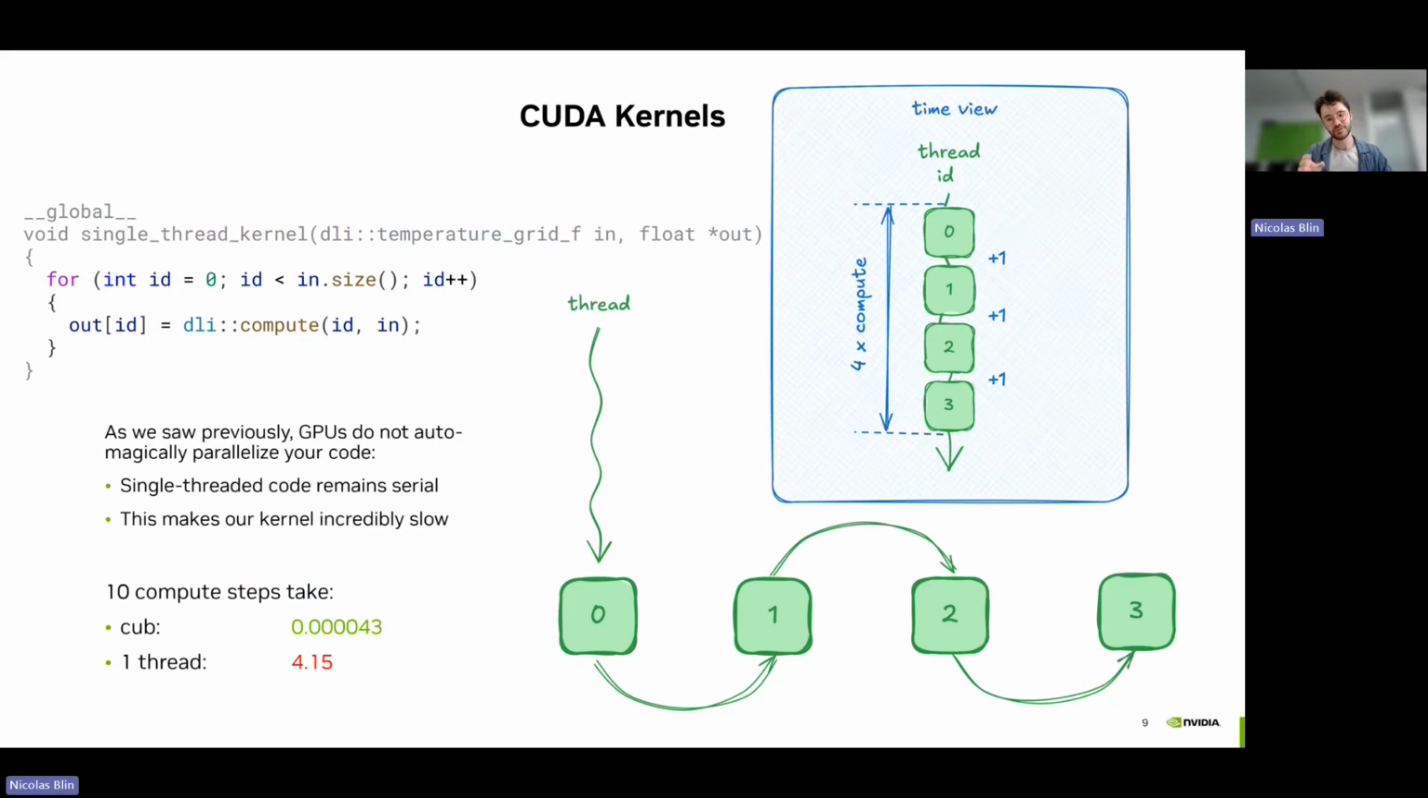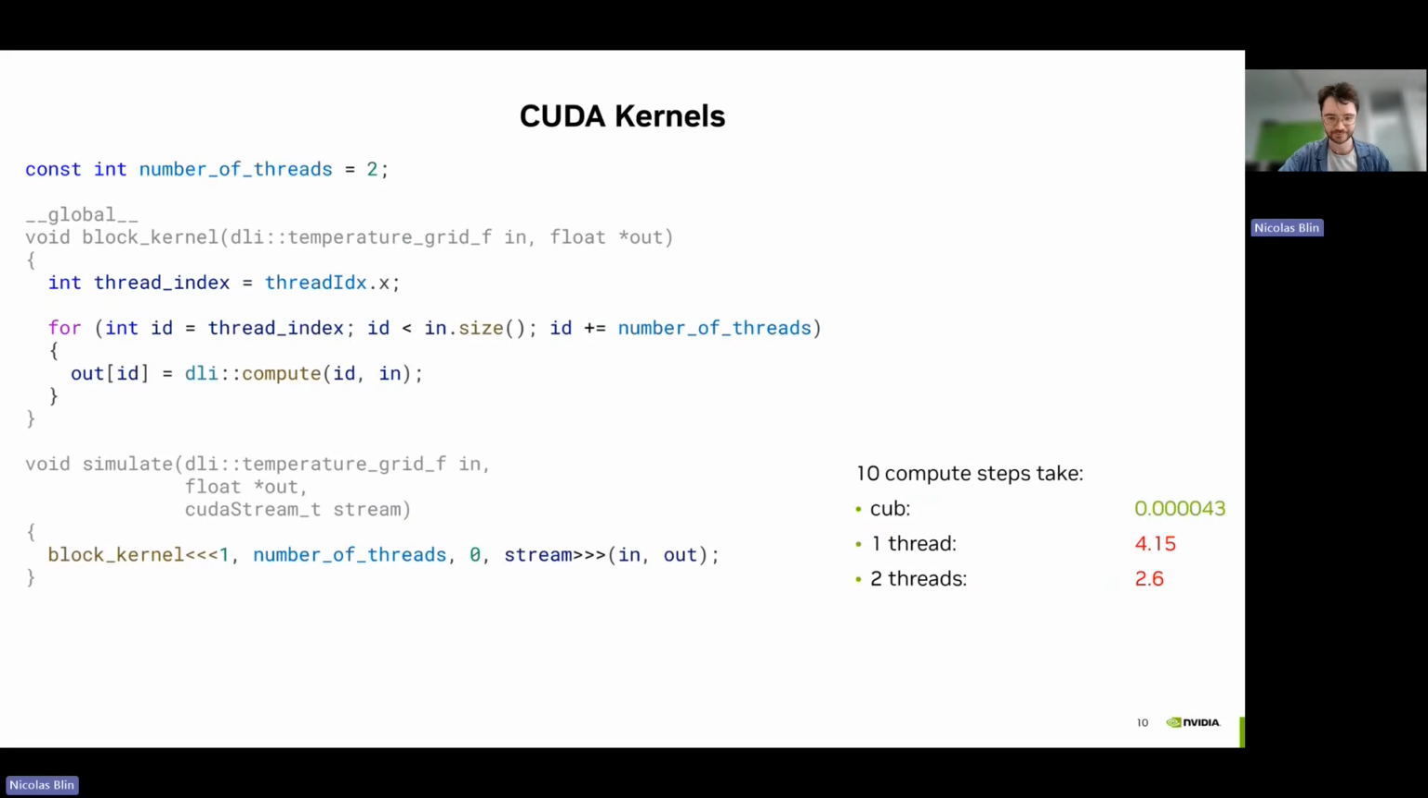But as you already know, the GPU doesn't automatically and magically parallelize your code. This means that a single GPU thread is computing each cell in serial in this example. So overall, this makes our kernel roughly 10,000 times slower than CUDA, because the only thing we're doing here is launching a CUDA kernel with a single thread, and this single thread is doing the whole computation. And so obviously this is way slower than using all the threads of the GPU.